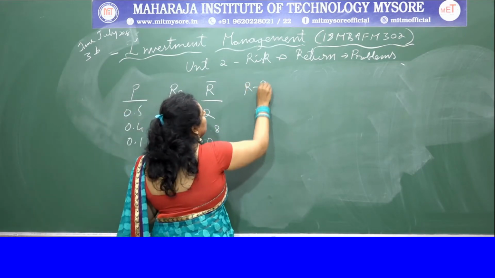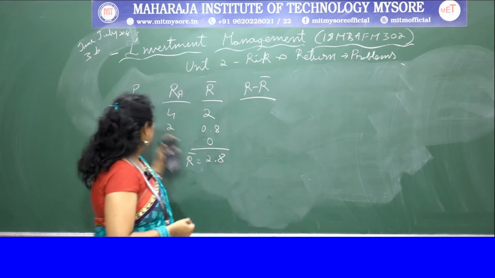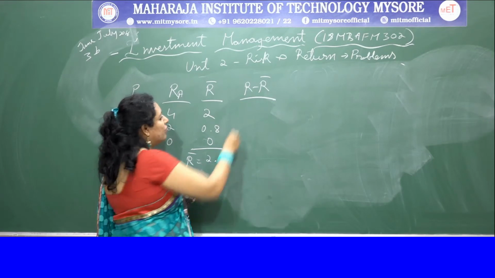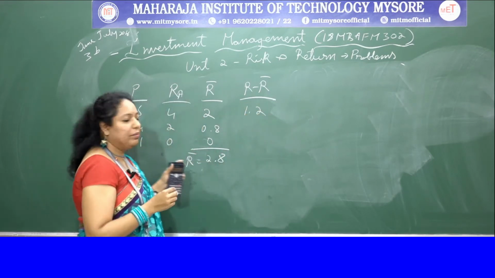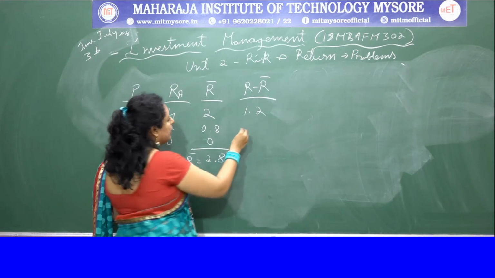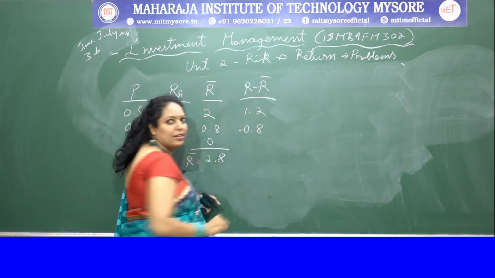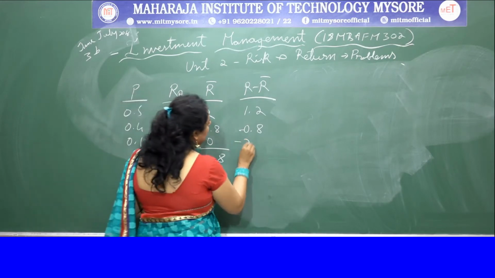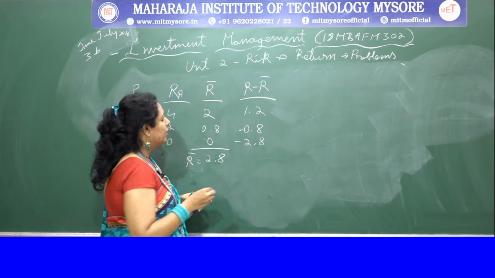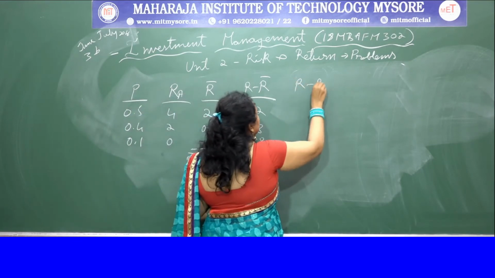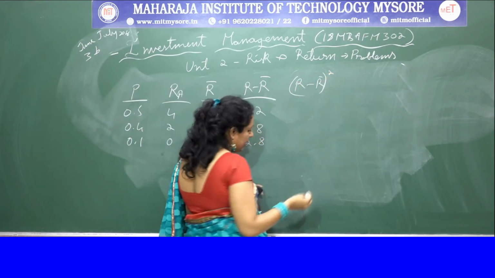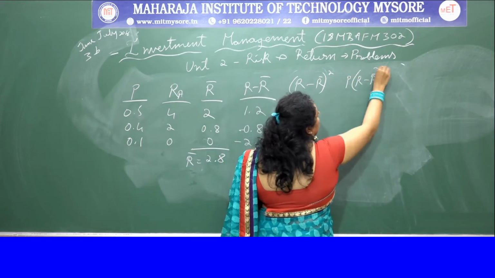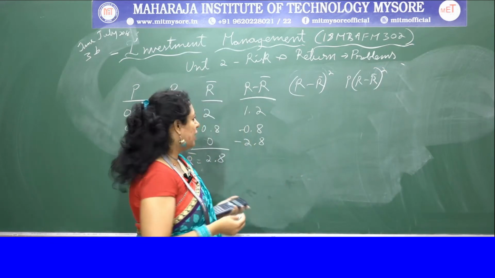So then you are going to do R minus R bar. R is 4, R bar is 2.8. So you get 1.2. Then 2 minus 2.8, it is minus 0.8. So 0 minus 2.8, it is minus 2.8. Then you have to square it, and also you have to write it along with the probability. We are going to do it both together.